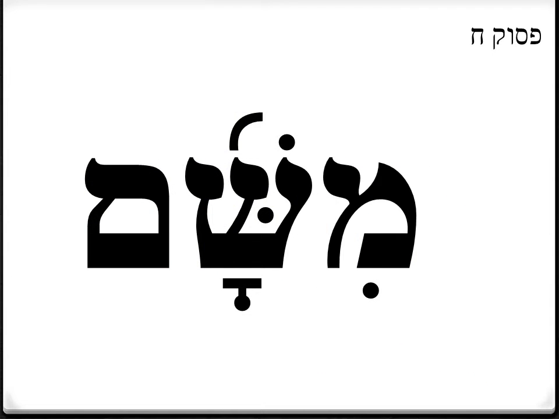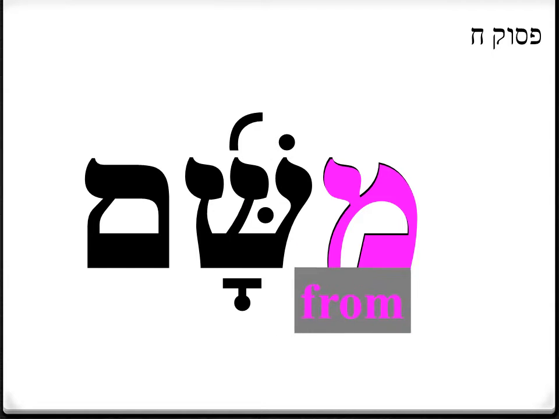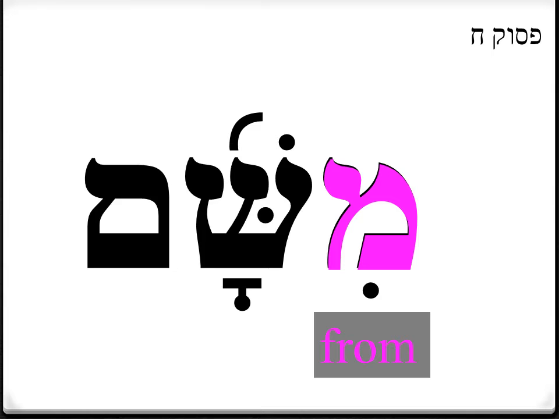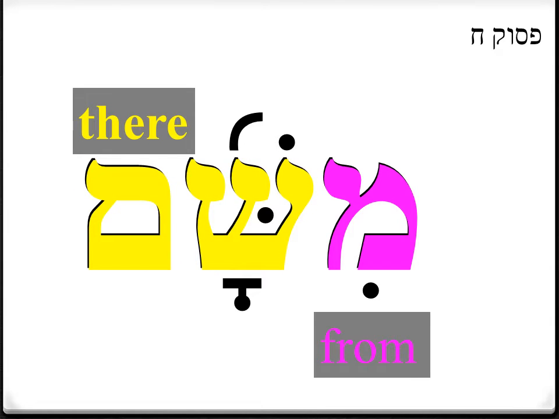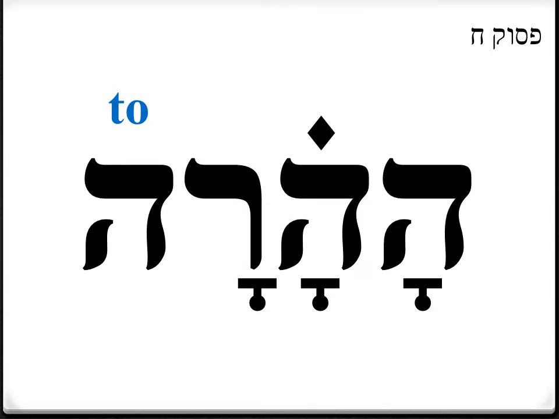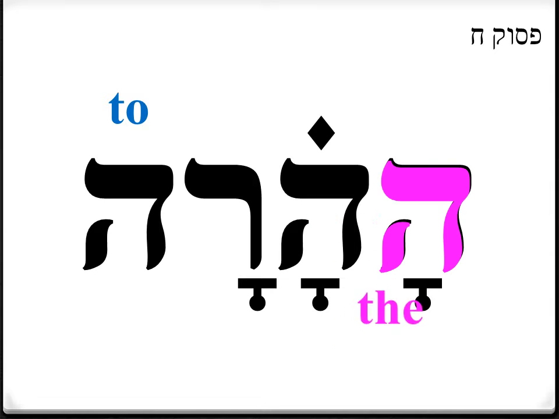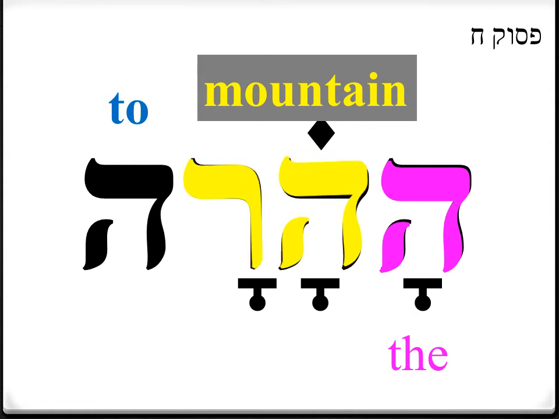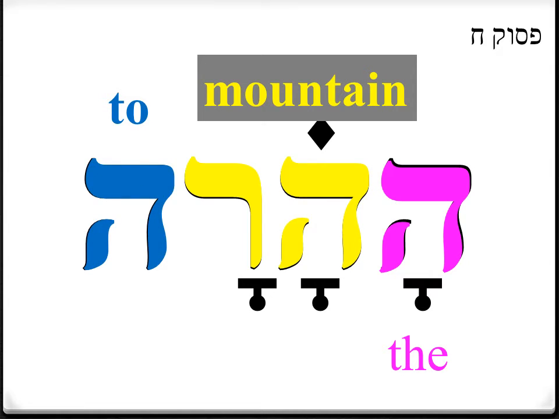Misham. The tchilis is Mem, which means from. The word is Sham, there. Misham, from there. Hehara. Now, hey is the. The word is har, mountain. The end of the word is a kamatz hey, and the kamatz hey makes it two because it's a place. And a place, when it has kamatz hey at the end, it's as if it had a lamed in the beginning. Hehara, to the mount.